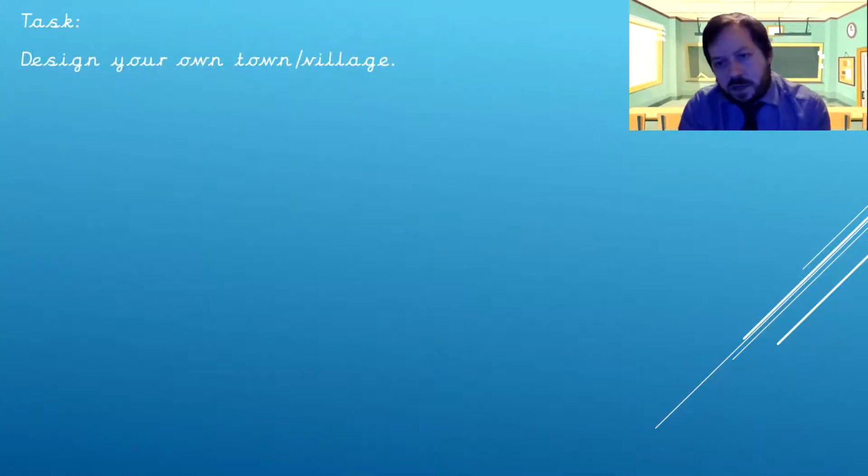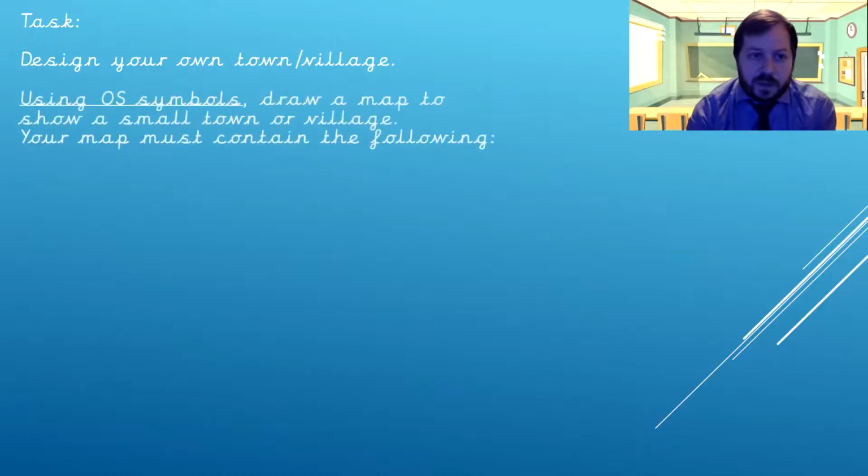Okay, so your task is to design your own town or village. You're going to use the OS symbols from the last lesson, and you're going to draw a map to show a small town or village. And this, you're free to design it how you like. You can use OS maps to help you, but try and make it your own. Try and make it interesting. See what different symbols you can use.